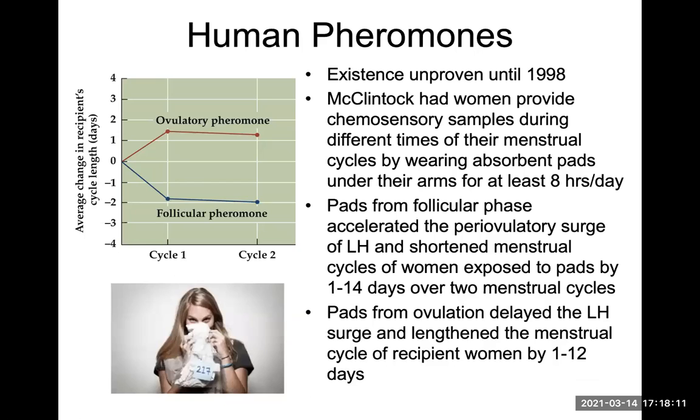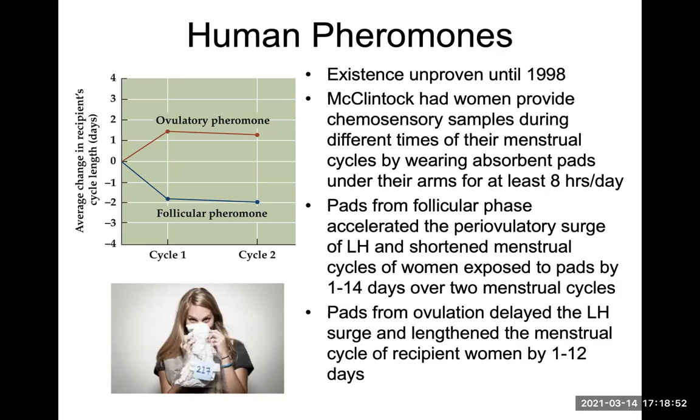So even though McClintock did this study originally way back when, we really didn't have a lot of evidence of human pheromones until 1998. McClintock continued her work in this field, and she's the one who gets credit for this now. In this particular study, McClintock had women provide chemosensory samples. Basically, they wore pads under their armpits for at least 8 hours a day, and then other women would smell the pads. But she had them wear it at different times of their menstrual cycle.